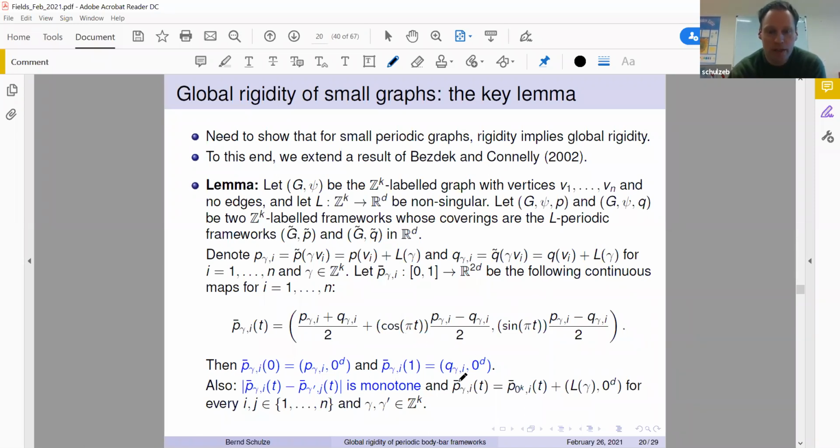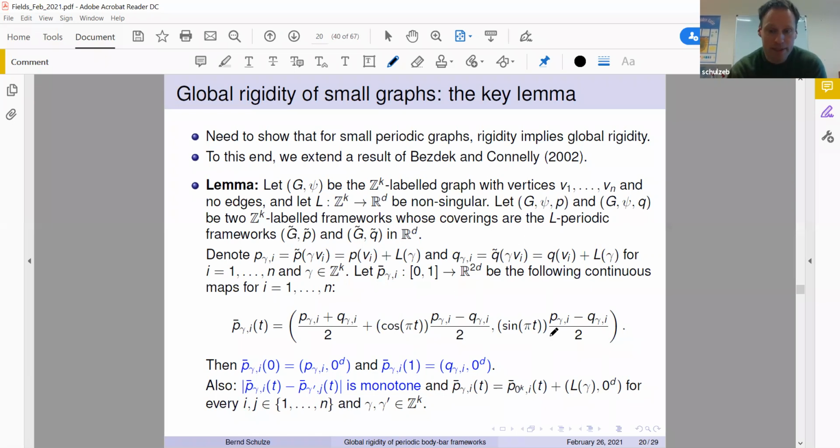And as we do that, the periodicity conditions are maintained. So I just added these zeros here because now we have doubled the dimension. So we just fill up the lattice vectors here with these zeros. And importantly, all these distances between the points actually change in a monotone fashion. Okay, so this is the key lemma.